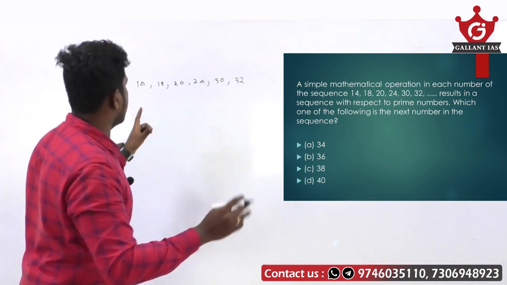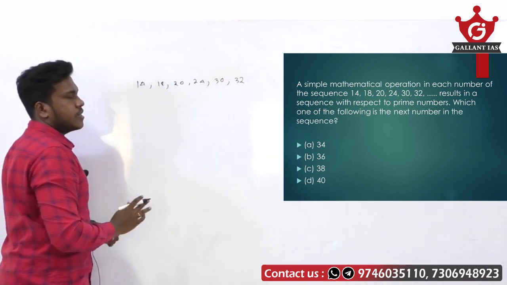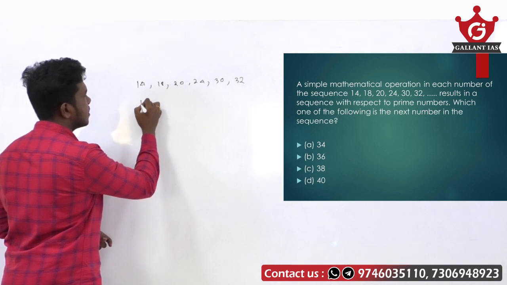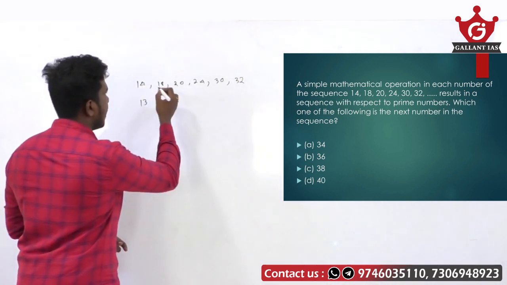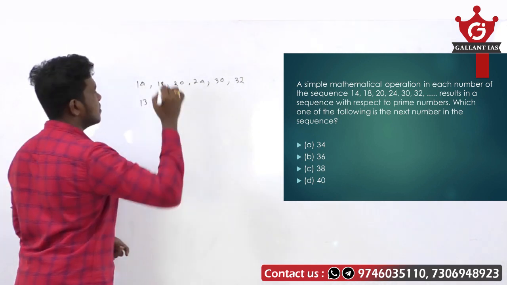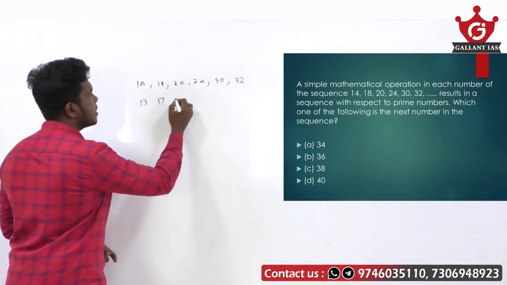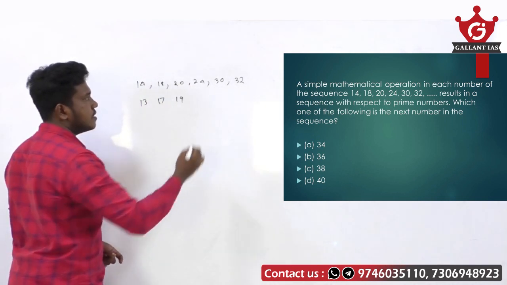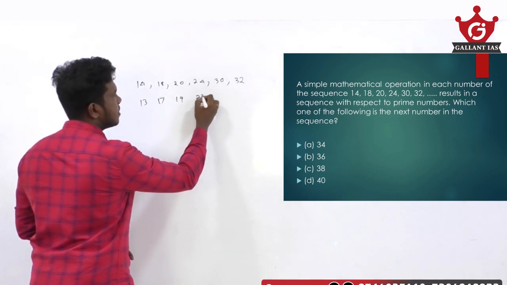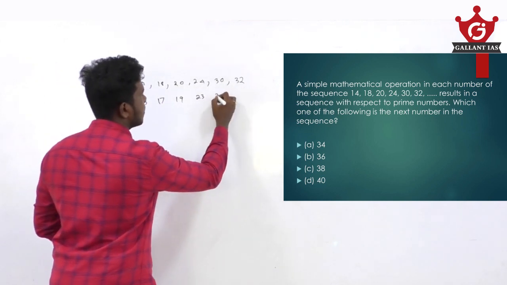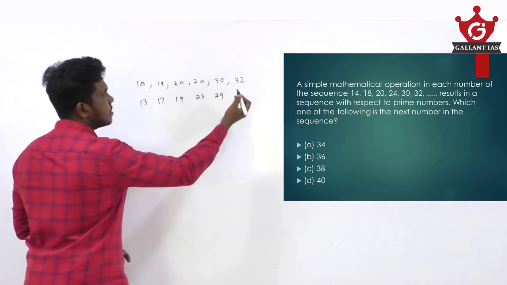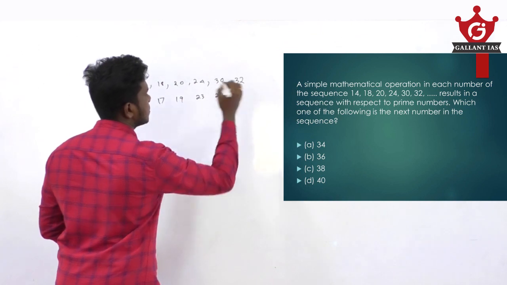Okay, now look here. 14 minus 1 is 13, which is a prime number. 18 minus 1 is 17, which is a prime number. 20 minus 1 is 19, which is a prime number. 24 minus 1 is 23, another prime number. 30 minus 1 is 29, another prime number. 32 minus 1 is 31, which is another prime number.